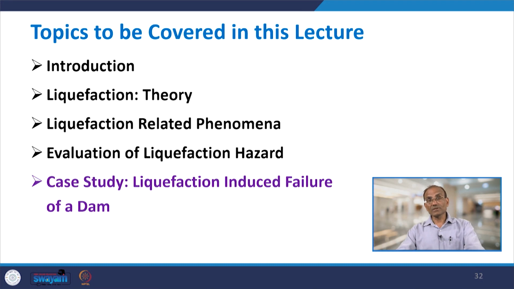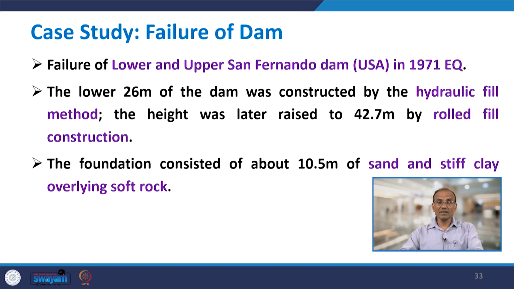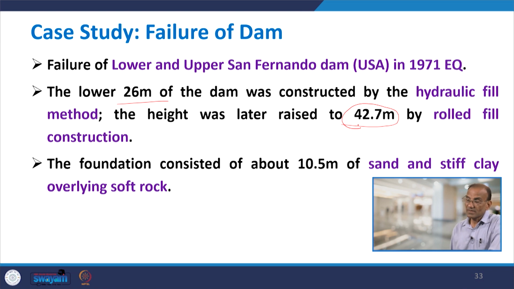Now, finally, to conclude the first lecture of this module 4, there is a case study, a liquefaction-induced failure of a dam: the failure of the lower and upper San Fernando Dam in the USA in the 1971 earthquake. The lower San Fernando Dam, 26 meters of the dam, was constructed by the hydraulic fill method, and the height was raised ultimately up to 42.7 meters by another technique. The foundation consists of about 10.5 meters of sand and stiff clay overlying soft rock. So, you have soft rock below, and on top of the soft rock you have the sand and stiff clay.